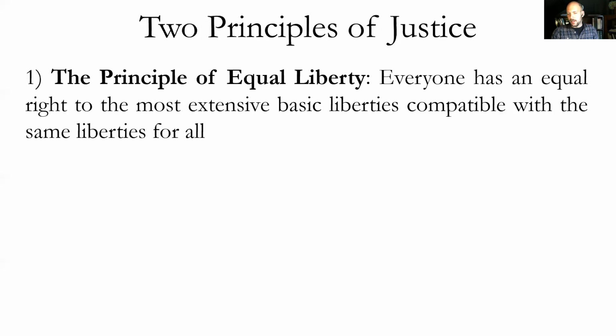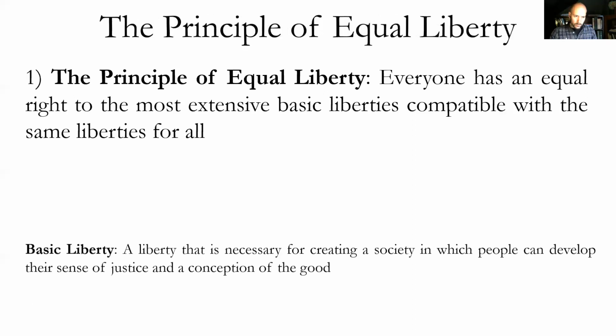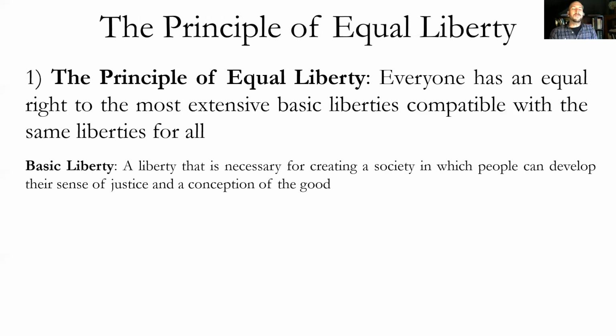A couple things to talk about to get a little bit clearer on. What exactly does he mean by basic liberty? That's one. What exactly are the basic liberties? That's two. And then lastly, what does it mean, compatible with the same liberties for all? Most extensive, compatible with the same liberties for all. And that'll be the third thing we look at. So first, what exactly is a basic liberty?